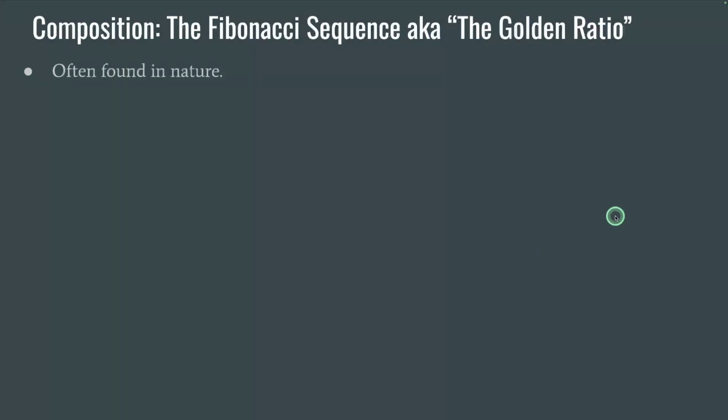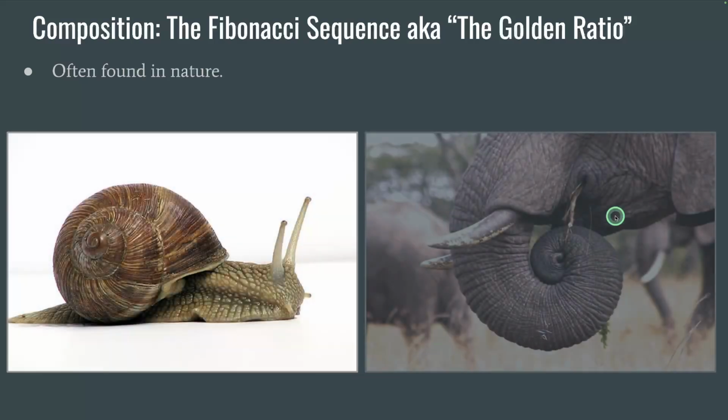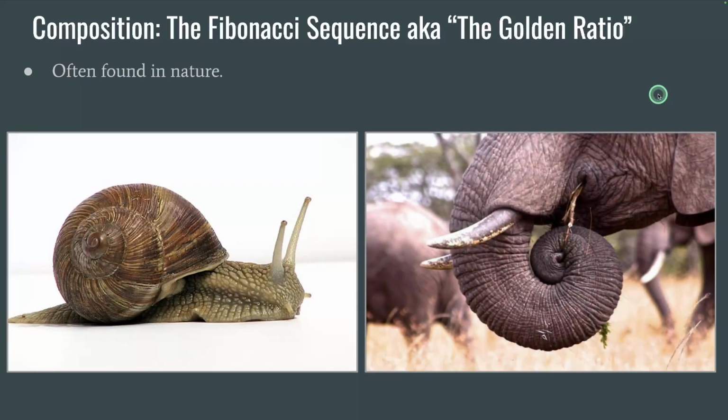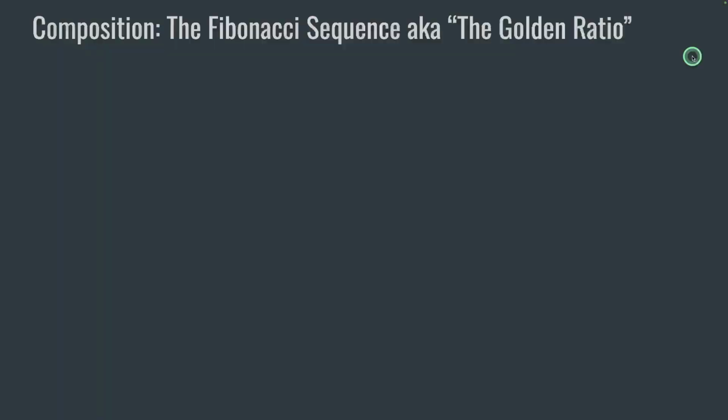So again, it's often found in nature. You'll see things that follow this spiral pattern. Again, your eye is being guided by that sequence right here towards a point. You find it all over the place in plants, animals, flowers, everything like that. And we can also use it in our photographs.